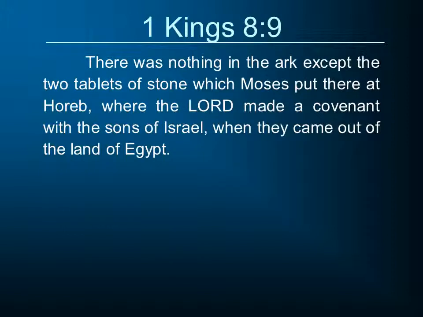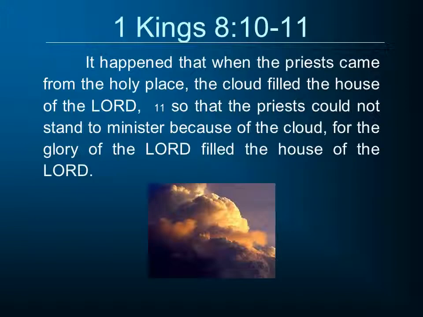Now we're told there was nothing in the ark except the 2 tablets of stone which Moses had put there at Horeb, where the Lord made a covenant with the sons of Israel when they came out of the land of Egypt. I'm not sure what had happened to the other things, but only the 2 tablets of stone remain. And it happened that when the priests came from the holy place, after they had deposited the Ark of the Covenant where it belonged, the cloud filled the house of the Lord, so that the priests could not stand to minister because of the cloud, for the glory of the Lord filled the house of the Lord. You see what happened? God entered the building. The presence of the Lord, the glory cloud, enters the building.